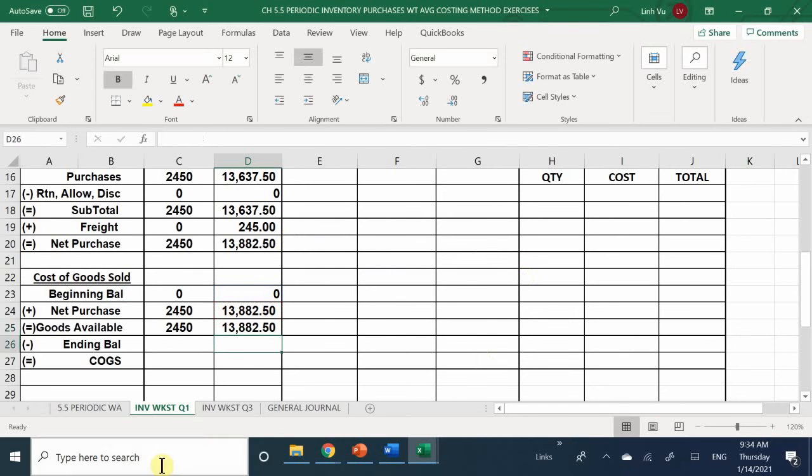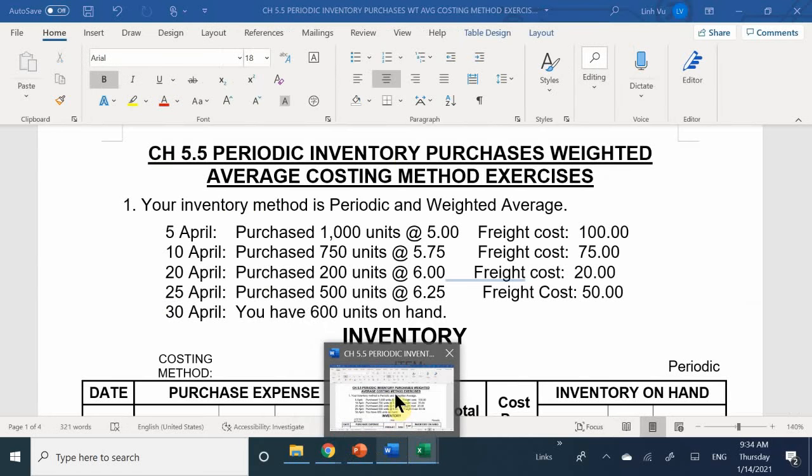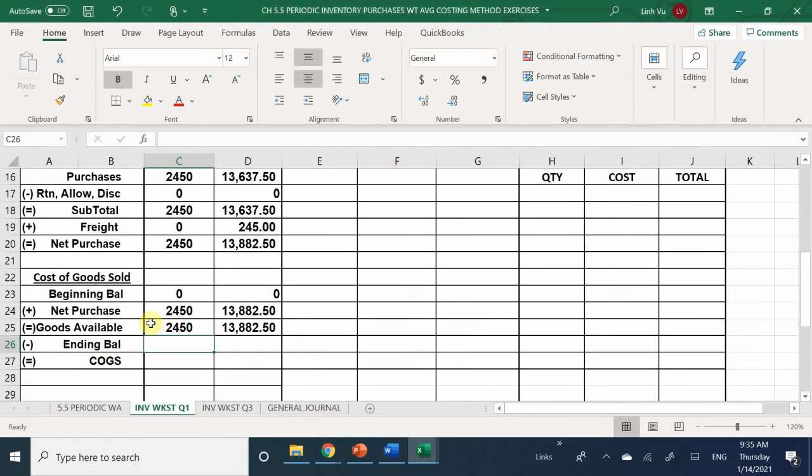There you go. So now my ending balance was 600. Is that correct? 600, good. Yes, so ending balance is now 600. So what's my total cost of goods sold? How many items did I sell? 1,850. Good.